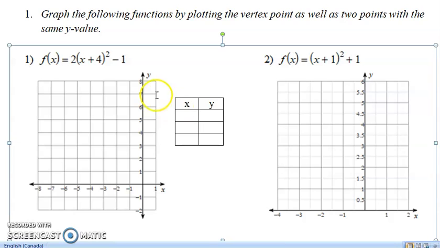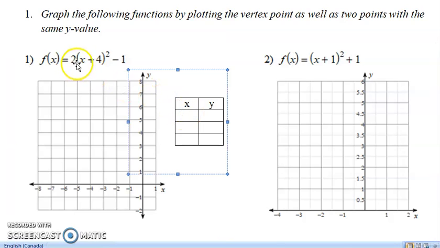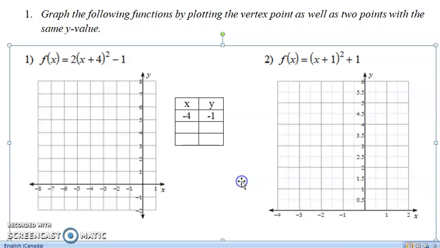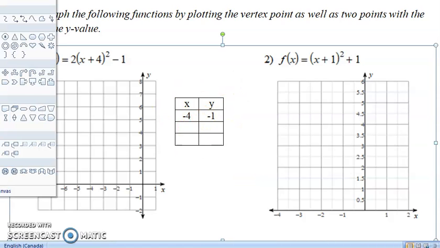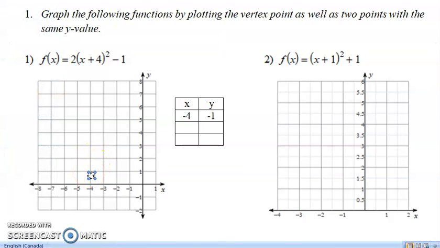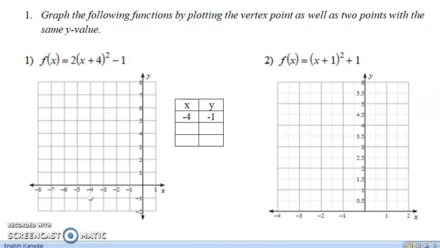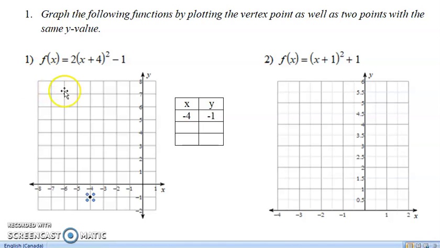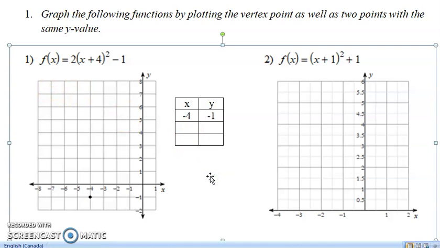That means that here, let's say, where I have this vertex of -4, -1, that's one of the points on my graph. So I can add that in there, and I can draw in a point at -4, -1, not +1. Okay, so that's a point. That's my vertex.